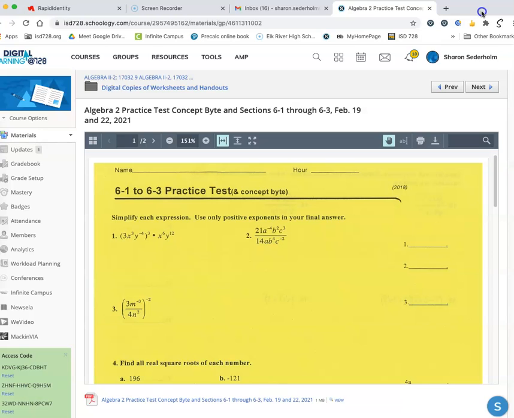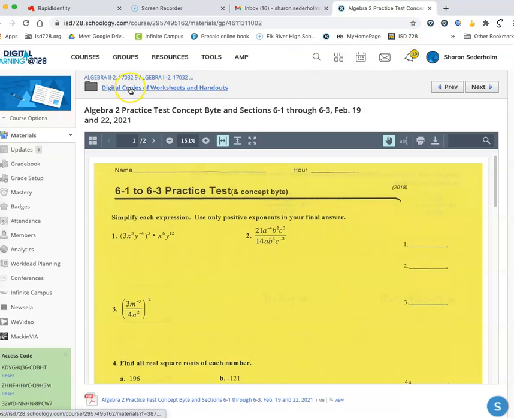Follow along so that you see the problems that are here, because the whole reason for the practice test is it's like the test but with different numbers. So you get a chance to see which particular topics are going to be focused on for the test.